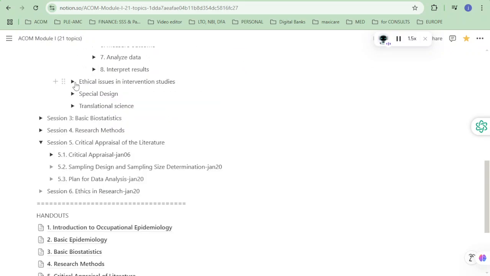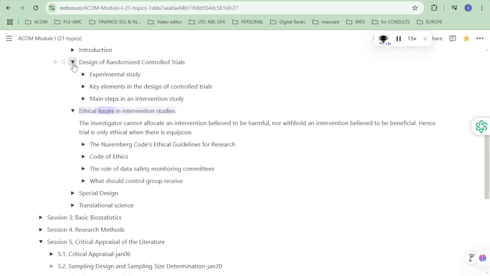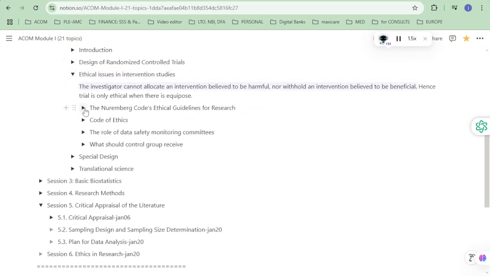Ethical issues in intervention studies. The investigator cannot allocate an intervention believed to be harmful, nor withhold an intervention believed to be beneficial. Hence a trial is only ethical when there is equipoise.